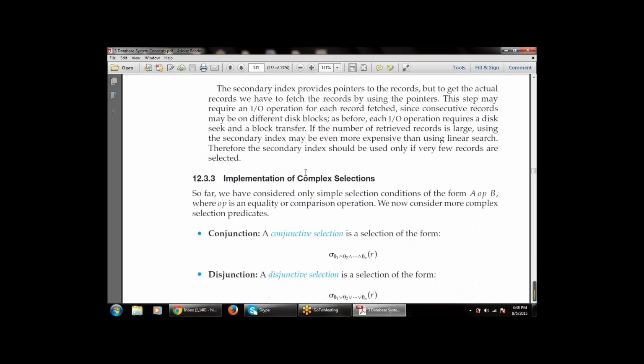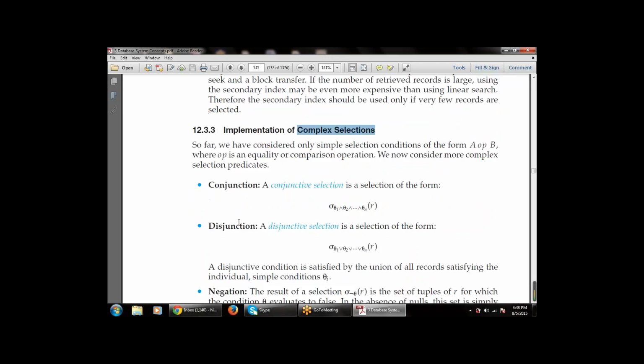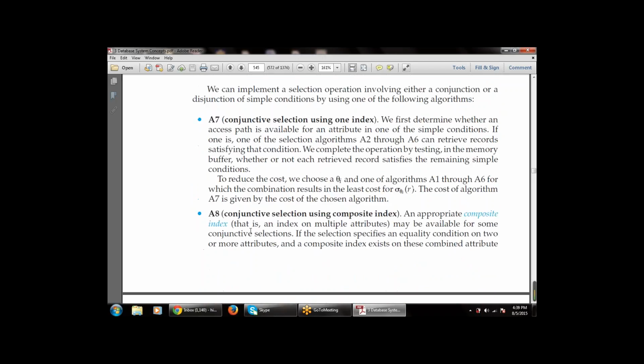Then we also talked about complex selections, that is how to make complex selections. That includes three parts: a conjunction, a disjunction, and a negation. One is the conjunction, which is of this form. Then the disjunction, which is written like a V. Then there is the negation, which takes the negative sign.